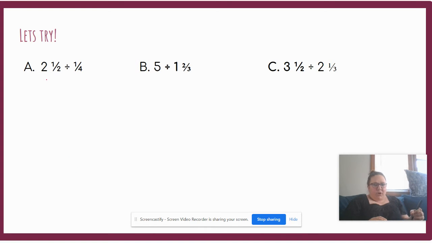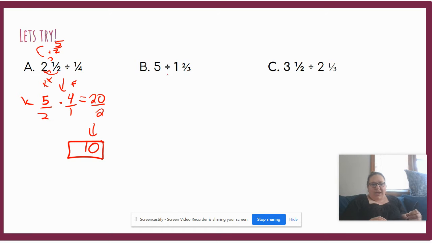All right, let's try a couple more. So 2 1/2 divided by 1/4. First thing we're going to do is change this. 2 times 2 is 4, plus 1 would be 5/2. And that's going to be our keep. Change to multiplication, and then 1/4 becomes 4 over 1 for our flip. 5 times 4 is 20, 2 times 1 is 2. 20 over 2 is going to be 10.